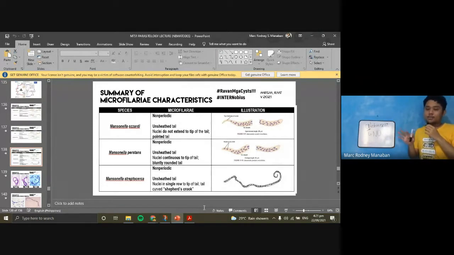For ozardi, same siya with your Onchocerca. The nuclei do not extend to the tip of the tail. For perstans, continuous siya, parehas ni Loa Loa. And for Manzanella, single row of nuclei, alright? Single row of nuclei, and very important, shepherd's crook sa iyahang tail. Please take note, alright? Manzanella ozardi do not extend to the tip of the tail, and perstans, no?